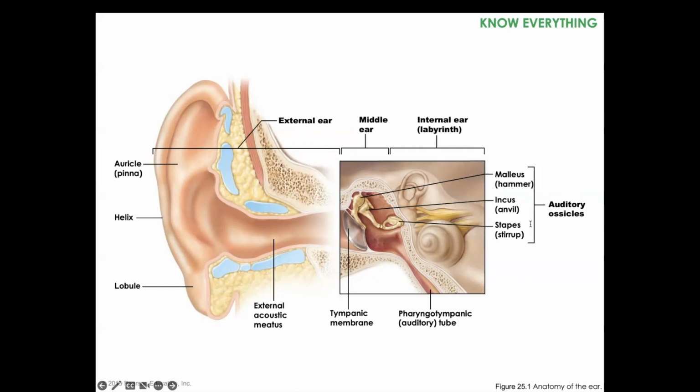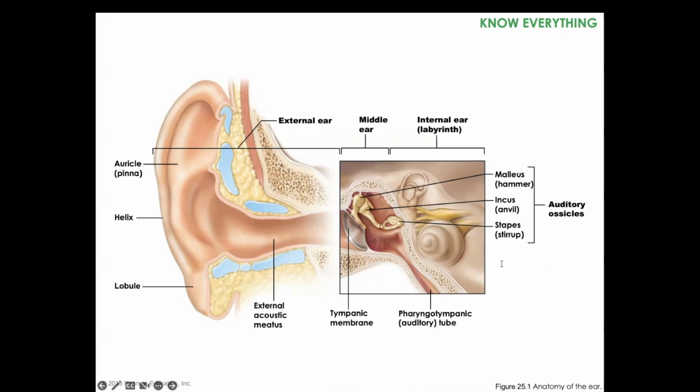In the middle ear, we see our tympanic membrane, which is also called the eardrum. Also in the middle ear, we have three tiny bones called the auditory ossicles. First, we have the malleus or the hammer. Then we have the incus or the anvil. And lastly, we have the stapes or the stirrup.